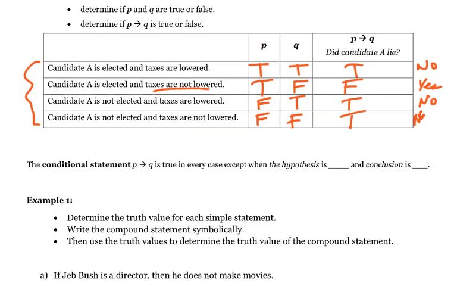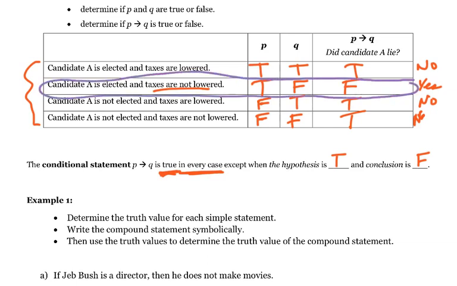So we can sum up the truth value of conditional statements by saying if P then Q is true in every case except when the hypothesis is true and the conclusion is false. That is the only time, and I'm going to circle that example in purple. This is the only time that a conditional statement is considered false: when a false conclusion comes from a true hypothesis.